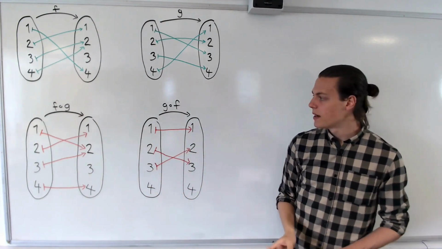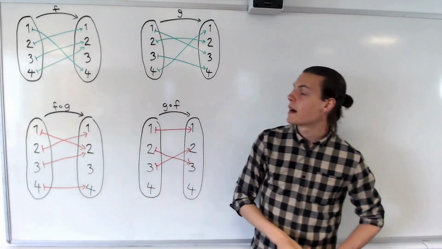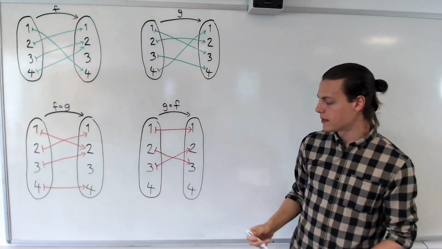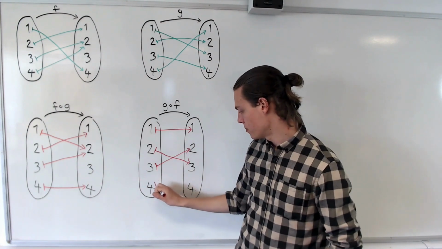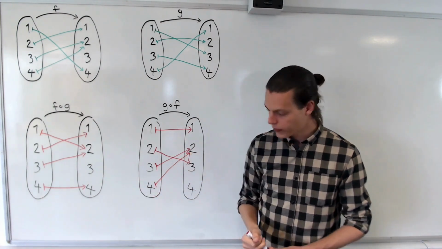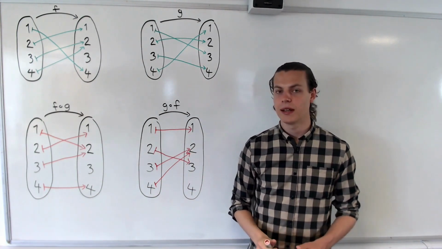And finally, F maps 4 to 2, and again G maps 2 to 2, and so the composition maps 4 to 2. And there are our composite functions done, and we're finished.